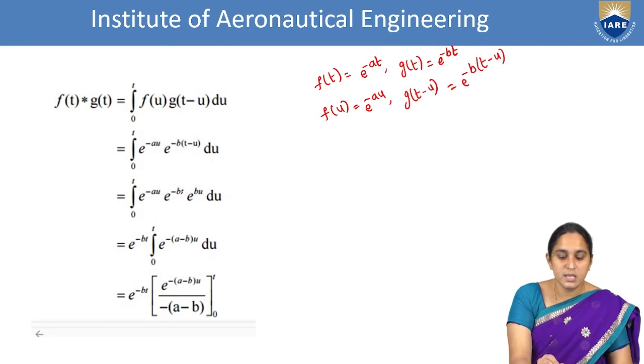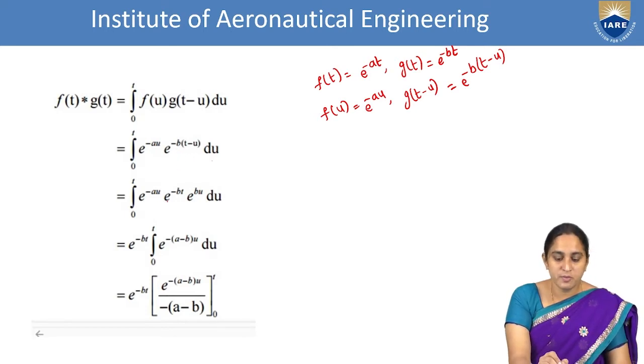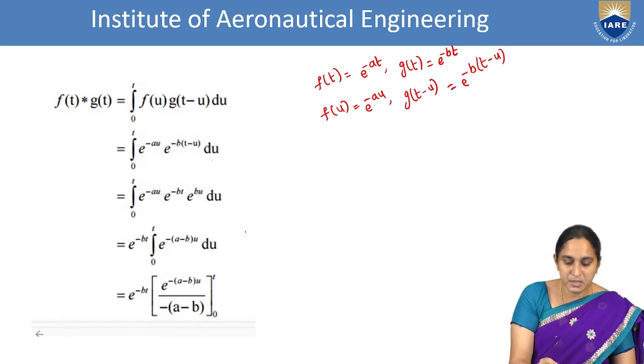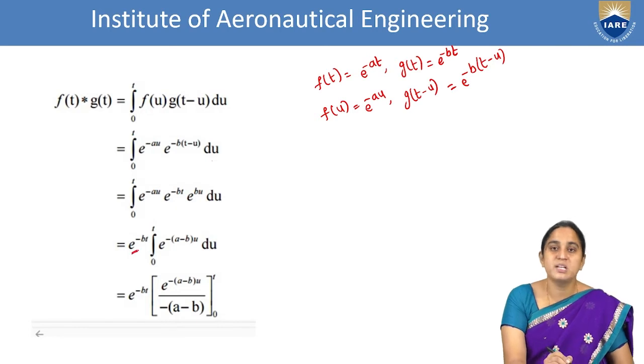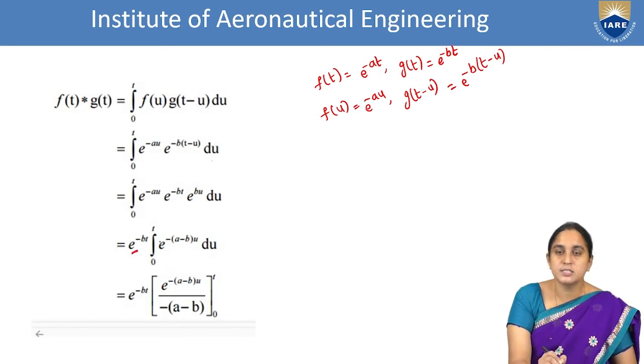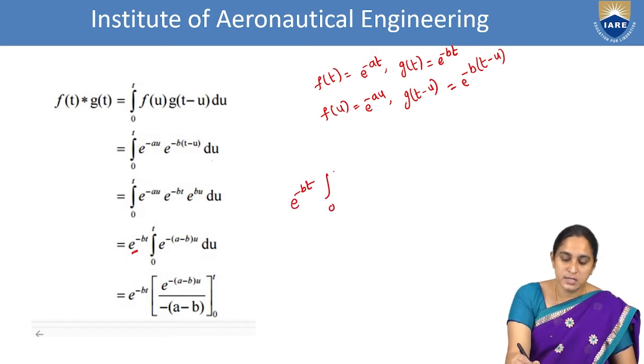From that, integral 0 to t, e power minus au, e power minus bt, which is in the form of a power m minus n, that is a power m into a power minus n form. From that, e power minus bt, minus of minus plus e power bu, du. What is the constant term with respect to u integration? E power minus bt. That's why I'll take e power minus bt outside, and the remaining part is e power minus bt into integral 0 to t e power minus au into e power bu du form.